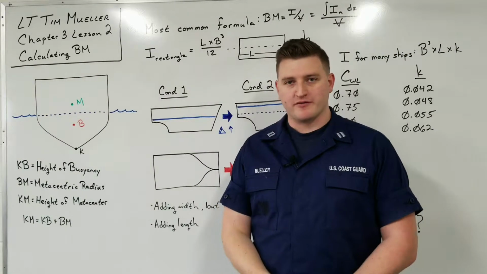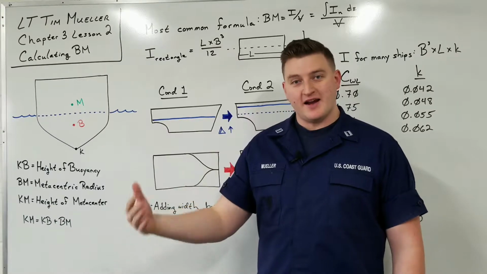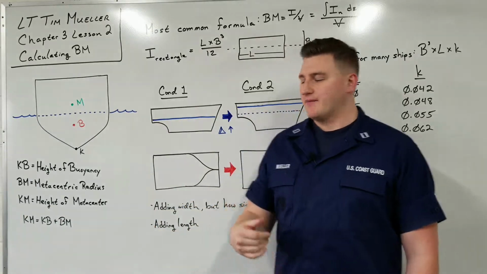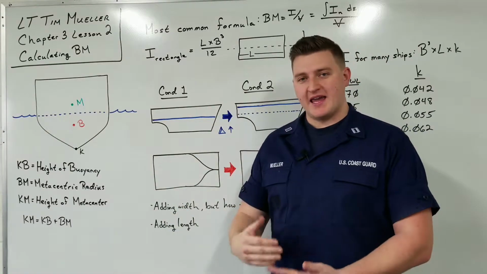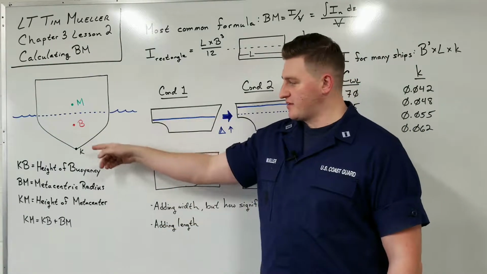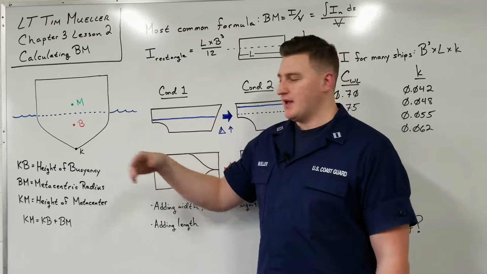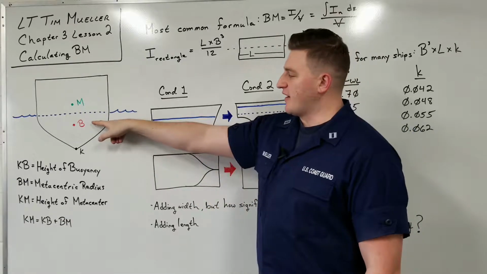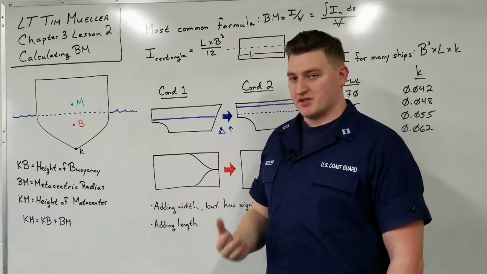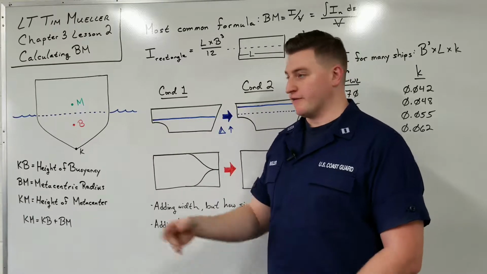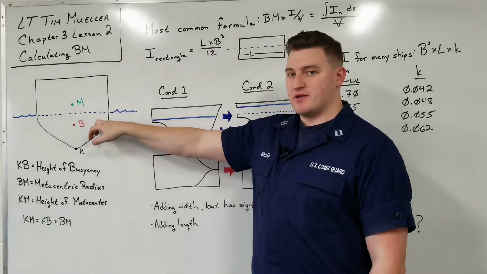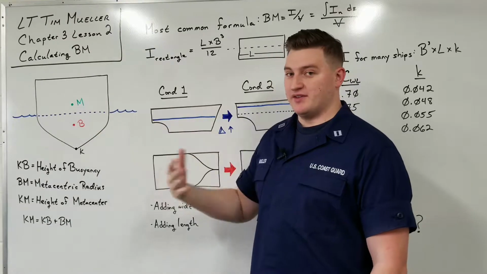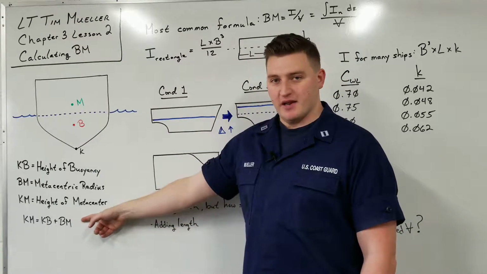Before we go into the formulas for BM, let's go back to that diagram that we saw in the last lesson and build upon what we learned. In the first lesson we talked about KB, that height of the center of buoyancy from our reference point, the keel. Now in this lesson, we're going to find BM, because like I mentioned before, we can't directly solve for KM. We have to know KB first, then we solve for BM, and then we add the two together to get our height of metacenter.